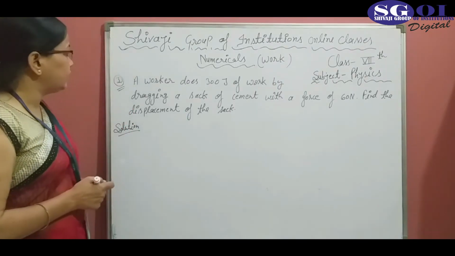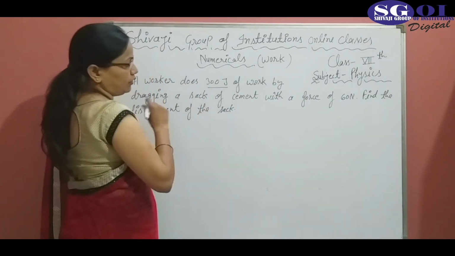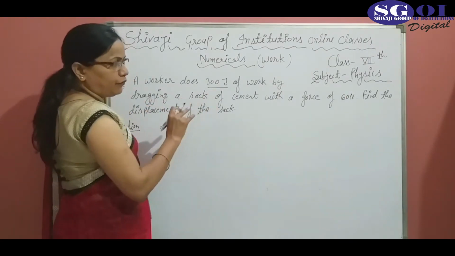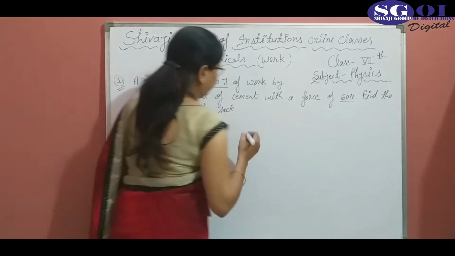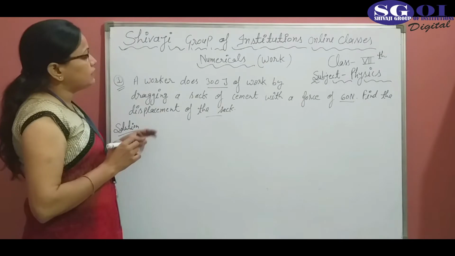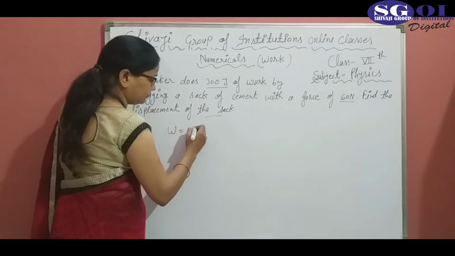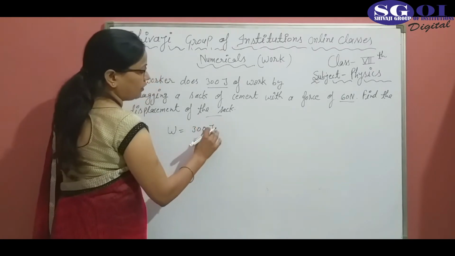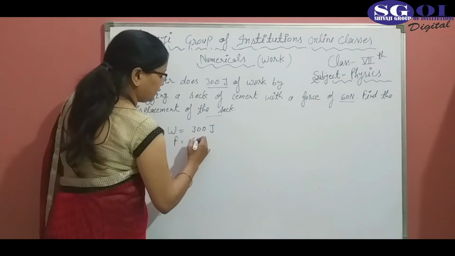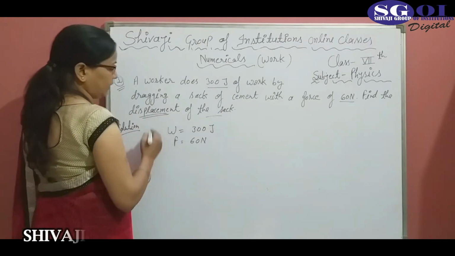Now student, numerical number third. A worker does 300 joule of work by dragging a sack of cement with a force of 60 Newton. Find displacement of the sack. Student, in this question work done is 300 joule and force is 60 Newton, and we have to find out displacement.